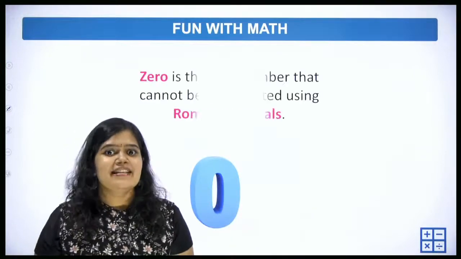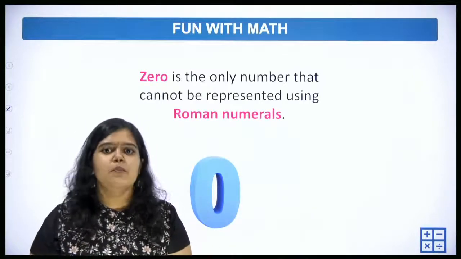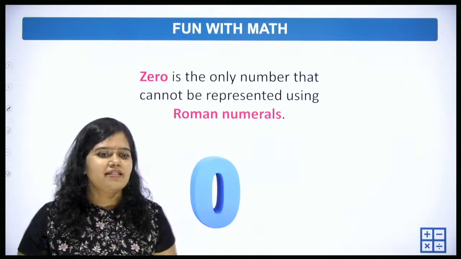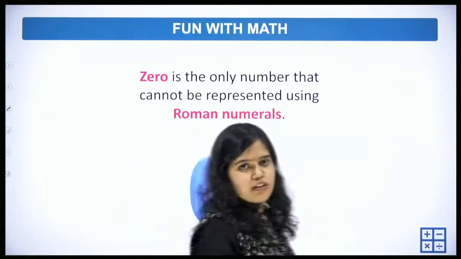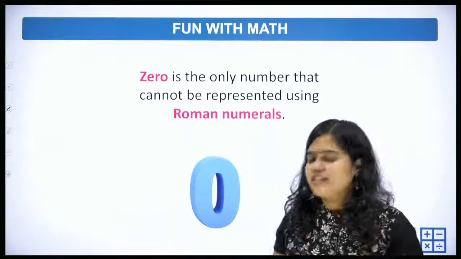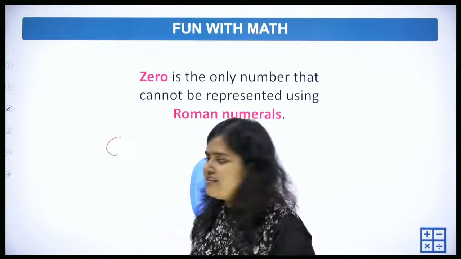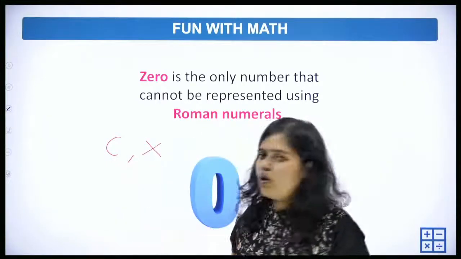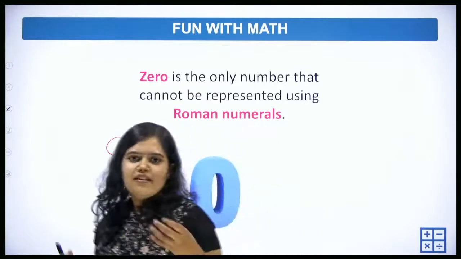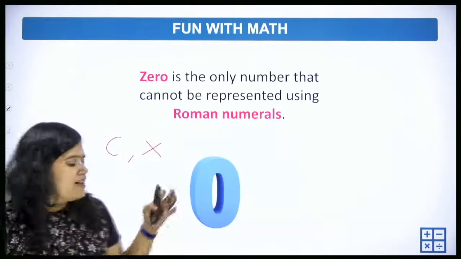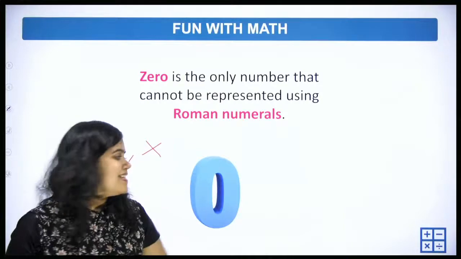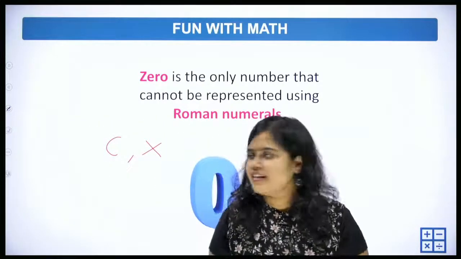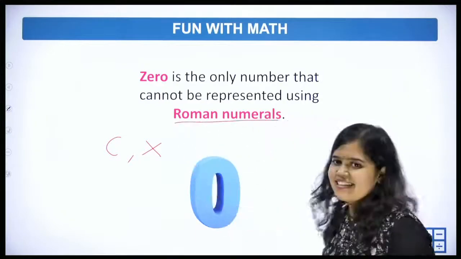And there is one more specialty of 0. 0 is the only number that cannot be represented using Roman numerals. We represent all the numbers using Roman numerals. Even if it is 100, we write it as C. If it is 10, we write it as X. For all the numbers, even millions and trillions, we can represent them using Roman numerals. But 0 is the only number that cannot be represented using Roman numerals.